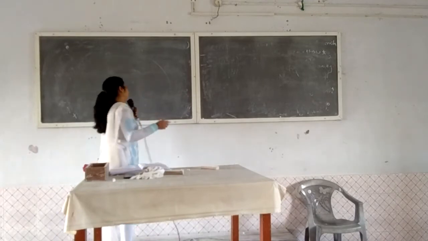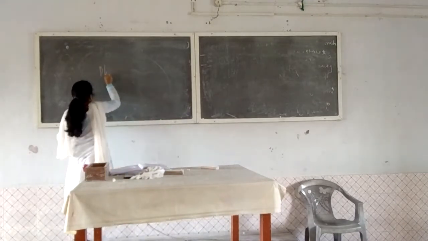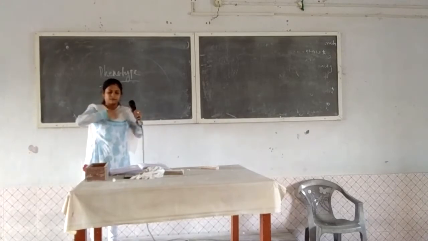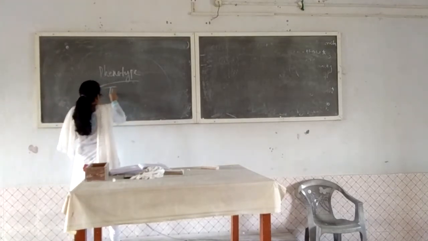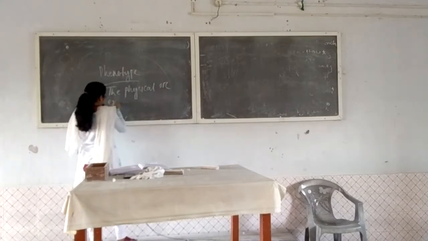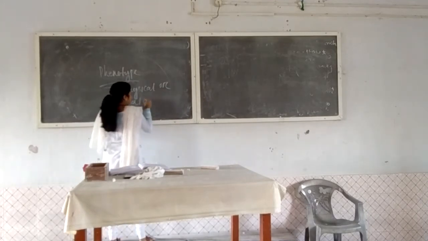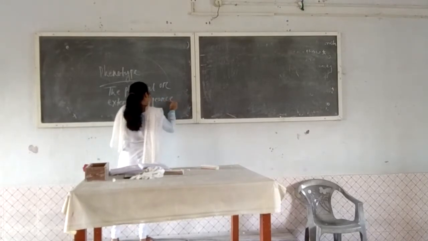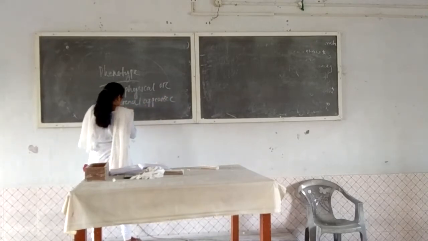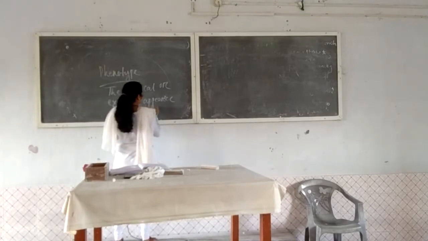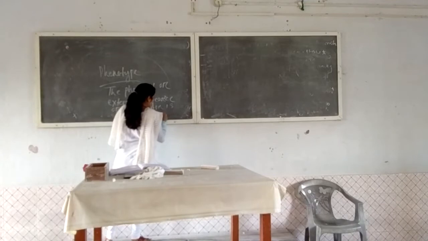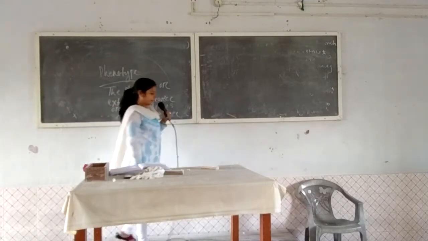Then what is phenotype and what is genotype? The physical or external appearance or observation is called phenotype. And what is genotype?